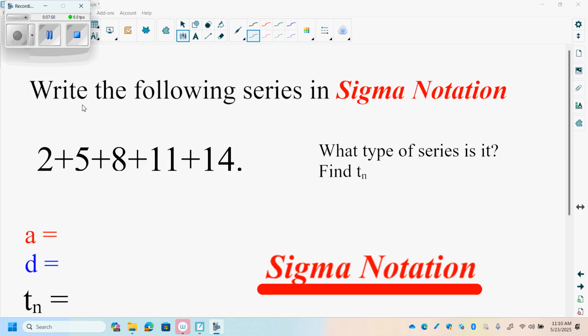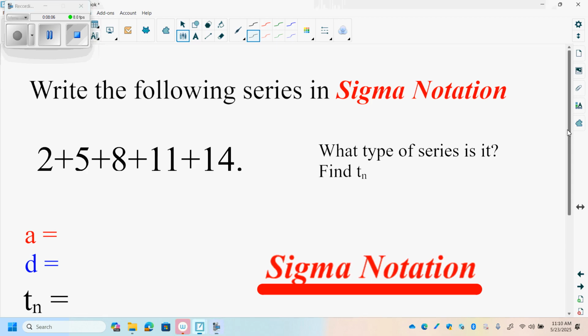All right, the question says, write the following series in sigma notation. It doesn't tell me to find the sum. The sum would be 10 and 25, 35, and 5, 40. That's what it would equal. But they want me to write this in sigma notation.